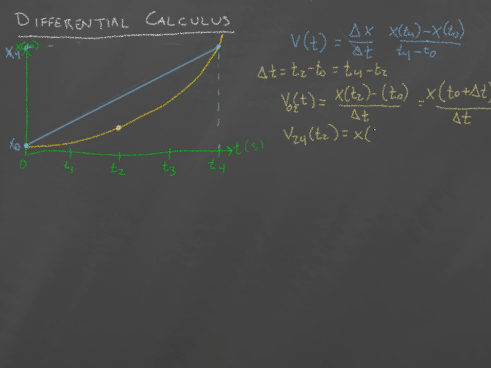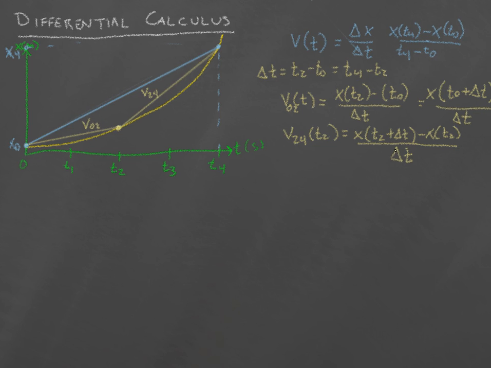And that's going to be x at time 2 plus delta t minus x at time 2, divided by delta t. So let's slow down for a second and look at exactly what we're talking about here. What we're saying is from time 0 to time 2, or time 0 to time delta t, we have a certain velocity. So this is v02. Then from time 2 to time 4, we have another velocity, v24.